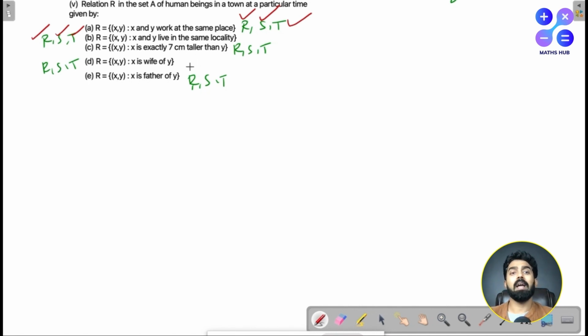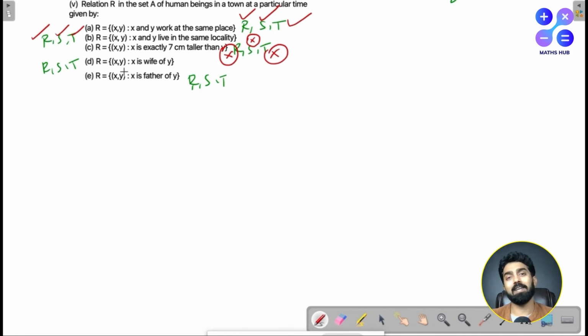Now, if x is exactly 7 centimeters taller than y, can x be exactly 7 centimeters taller than x? Obviously not. You cannot be taller than yourself. If x is taller than y, is y taller than x? Obviously not. You both can't be taller at the same time. If x is taller than y and y is taller than z, can x be taller than z? No, can't be. It's not all three.